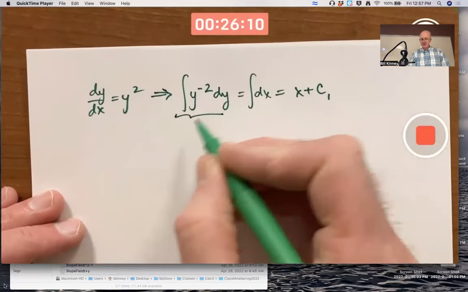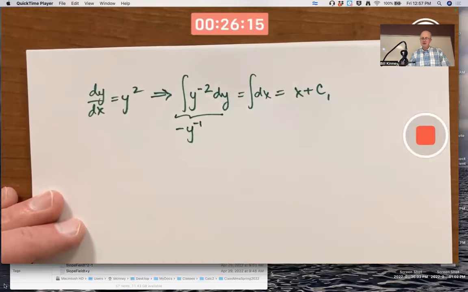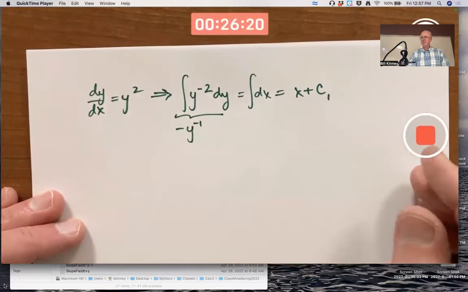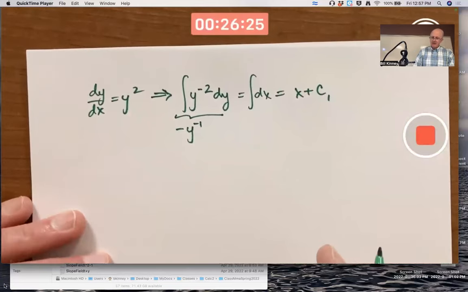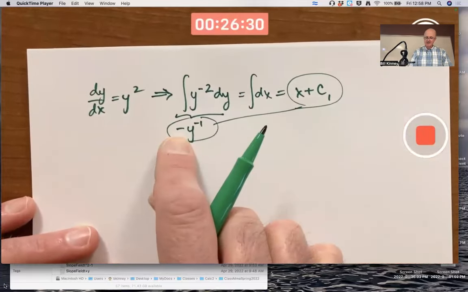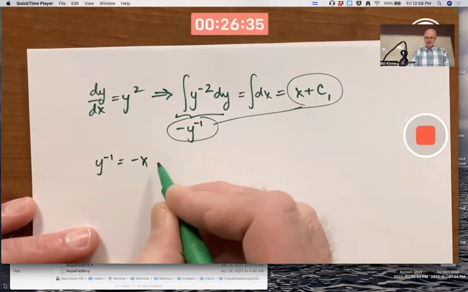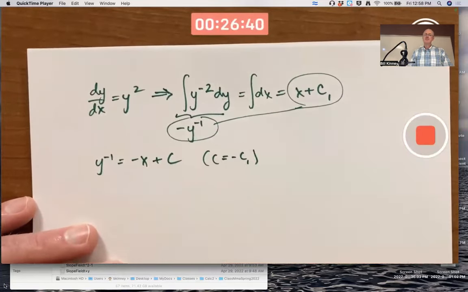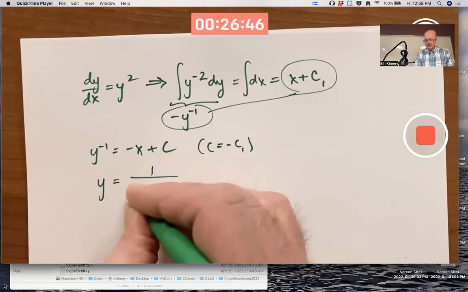This one's not too bad. You don't get a natural logarithm, you get a negative y to the -1. You might write plus c2, but you would subtract that c2 from both sides anyway, so we don't have to. Multiply both sides of the equality between this and this by -1 to get rid of the negative sign there. We're trying to solve for y. So y to the -1 would be -x plus c, where c is -c1. Now just take the reciprocal. y will be 1 over this entire thing.